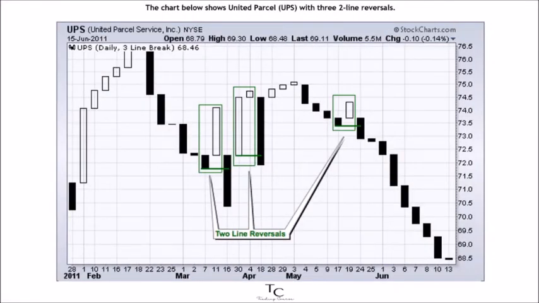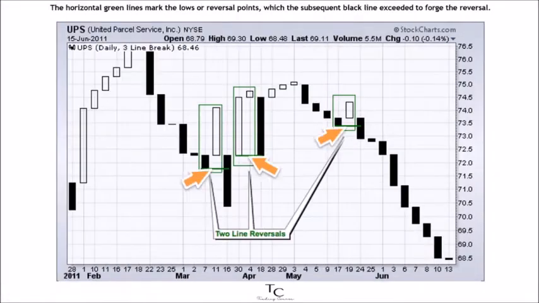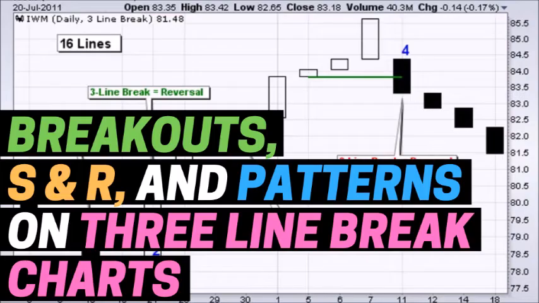The chart below shows United Parcel, UPS, with three two-line reversals. The first and third reversals feature a black line, white line combination, while the middle reversal shows two white lines. The horizontal green lines mark the lows or reversal points, which the subsequent black line exceeded to forge the reversal.